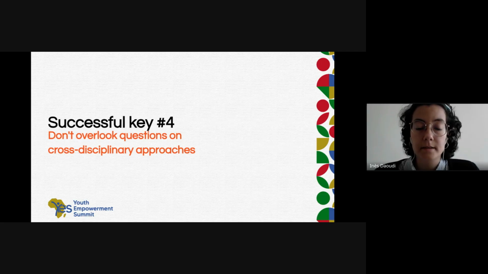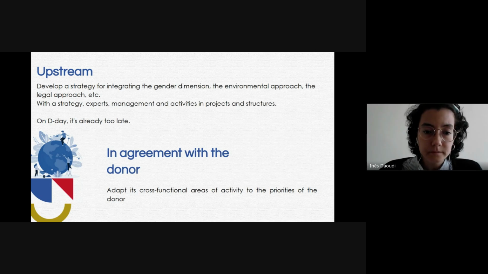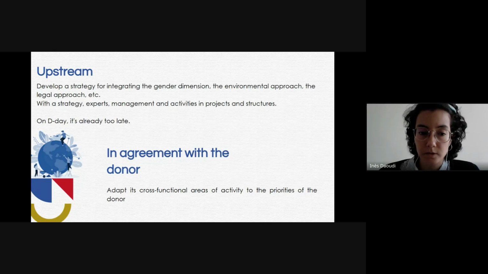So we will see why cross-cutting issues matter, the strategies to integrate these issues, and also how to align them with donor priorities. So first, it is very important to promote equity and social justice. I'm not gonna focus on this too much. I think we all agree about the integration of the gender dimension to eliminate inequalities between women and men, or also the human rights-based approach that aims to ensure projects respect and promote the human rights of all individuals.